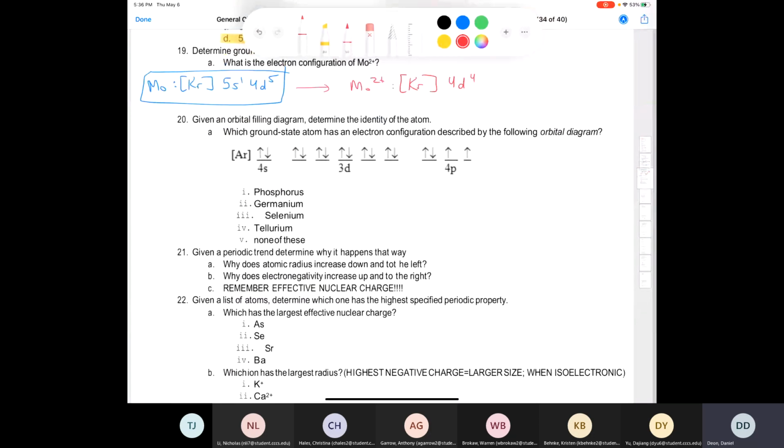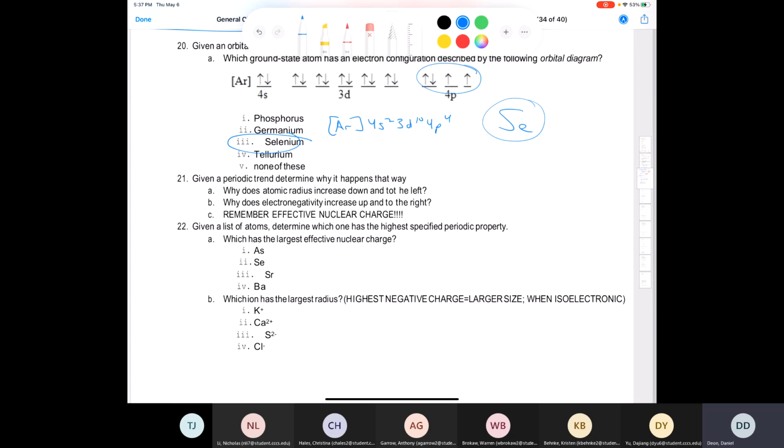Question 20, given an orbital filling diagram like this beauty right here, determine the identity of the atom. Which ground state atom has the electron configuration described by this orbital diagram? So let's write down what we got. We got argon. Argon is element number 18, so this is something in the 4th period. Then we have 4s2, 3d10. 3d10 takes us all the way to zinc. Now we're back into the p block, and then we have 4p4. There's a total of 4 electrons here. So if we go from the 4p block, we have gallium, germanium, arsenic, and then what? Selenium. So this is selenium.